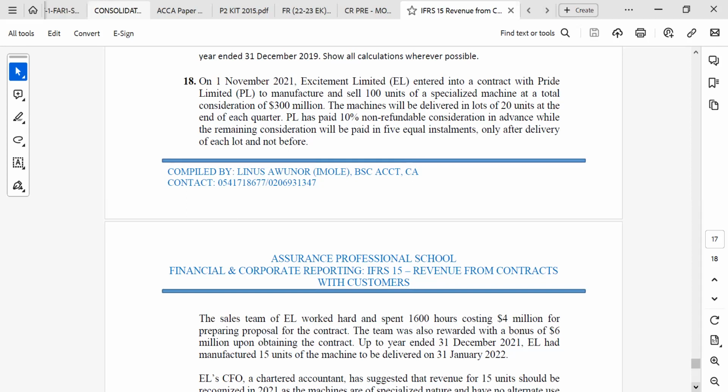The sales team of EL worked hard and spent 1,600 hours, costing $4 million, preparing the proposal for the contract. The team was also rewarded with a bonus of $6 million upon obtaining the contract. Up to the year ended 31st December 2021, EL had manufactured 15 units of the machine to be delivered on 31st January 2022.